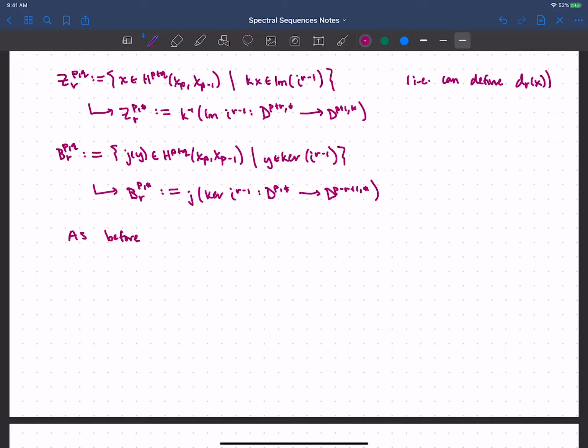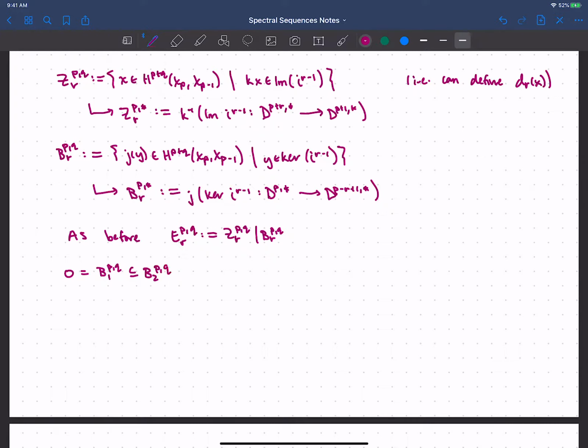And as before, we'll take E_R^{P,Q} to be Z_R^{P,Q} mod B_R^{P,Q}. And again, that notation is not universal, so some people make this E_{R+1}. And we get a filtration where B_1^{P,Q} is 0, the way we've defined it, and that sits inside B_2^{P,Q}.